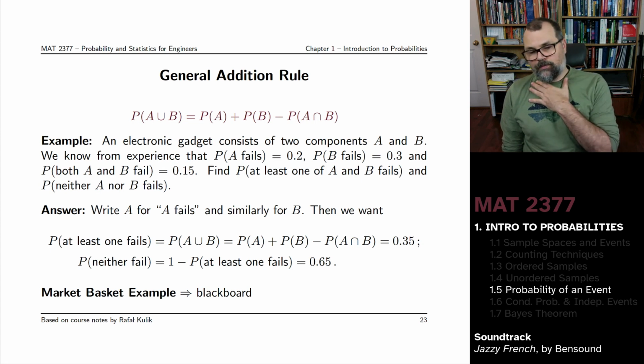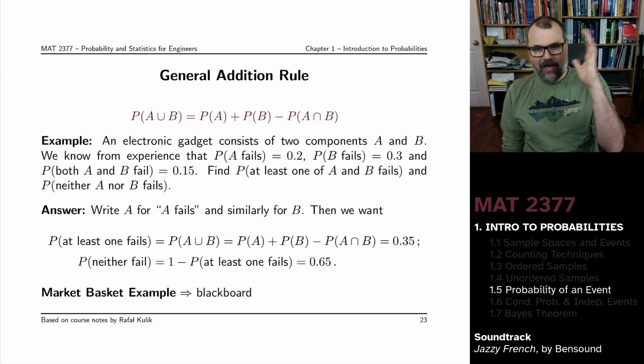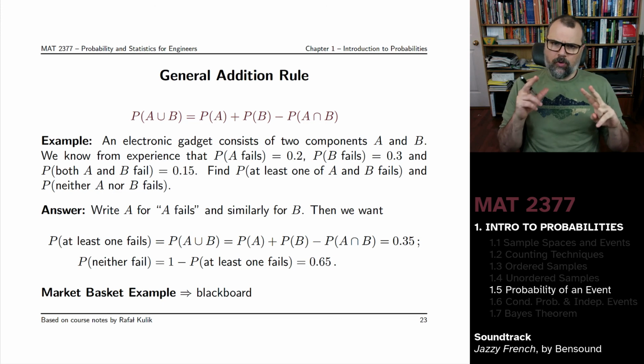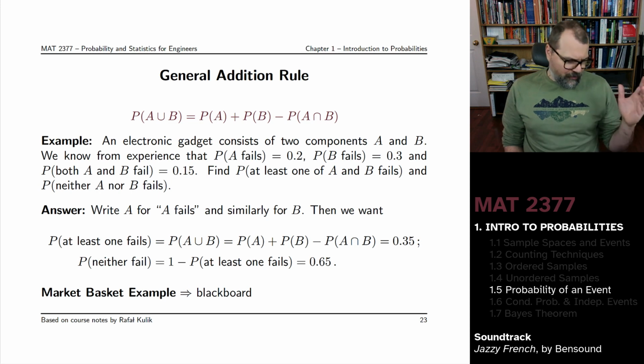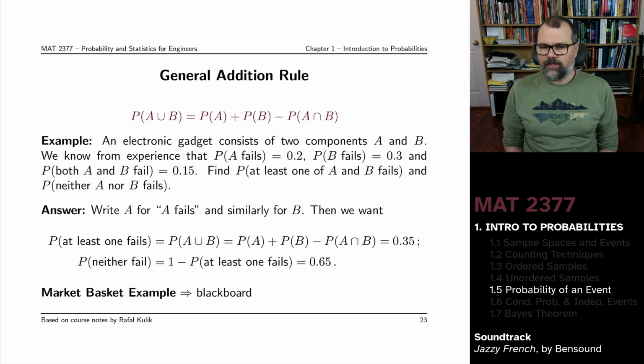See how that works in practice. Imagine that you have some gadget that has two components in it, a component A and a component B. Perhaps from experience you know that the probability that the first component A fails is 20%. The probability that the second component B fails is 30%. And the probability that both A and B fail simultaneously would be 15%.